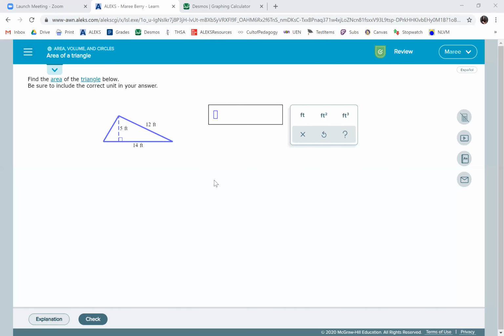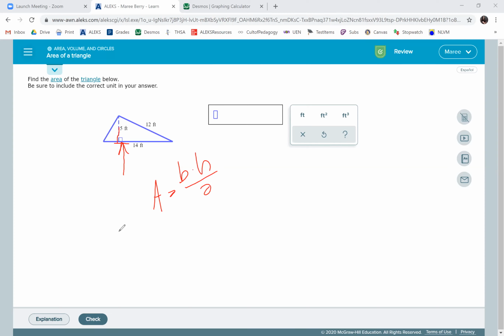We're going to review right now the area of a triangle. So what you want to look at right here is the right angle. See that right angle right there? Those two lines that are attached to the right angle, the 5 feet and the 14 feet, we call those the base and the height of a right triangle. So the area is just base times height divided by 2.